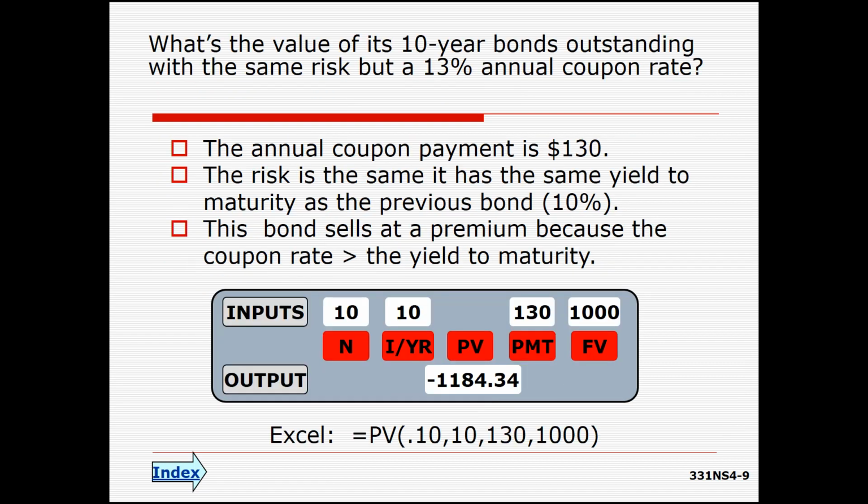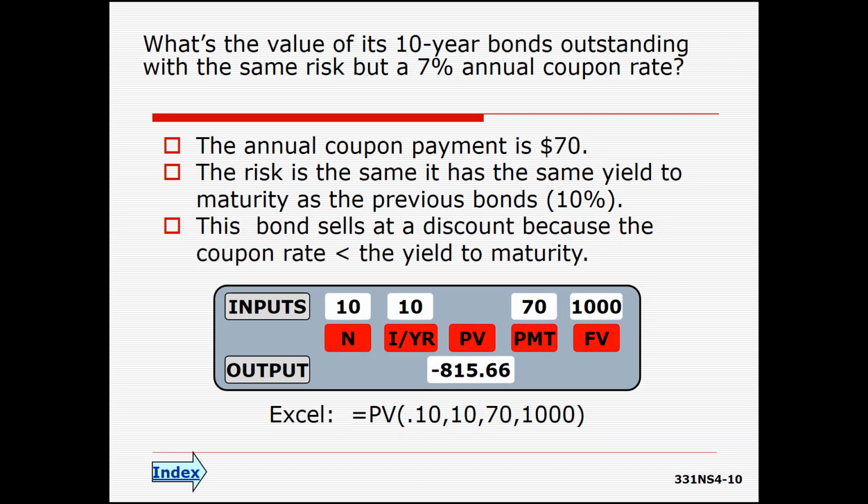What if the coupon rate on the bond were 13%? With a required return of 10% and a coupon rate of 13%, holders of this bond are getting a higher coupon payment than can currently be found in the market. The bond sells for greater than $1,000. It's a premium bond. What if the coupon rate were 7% with a 10% required return? The bond will sell for less than $1,000.